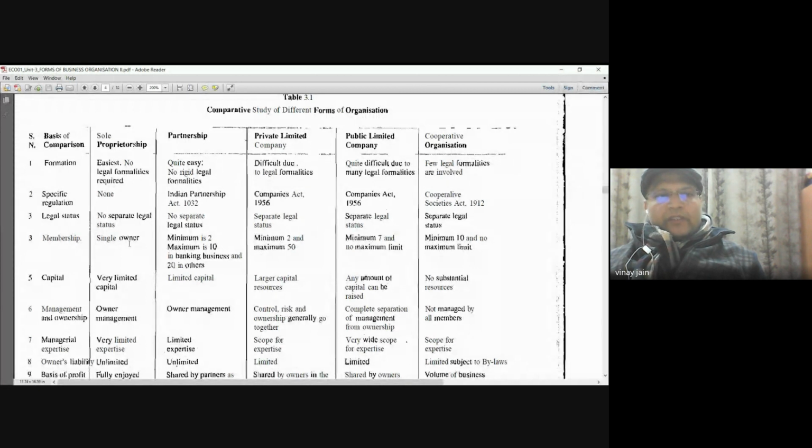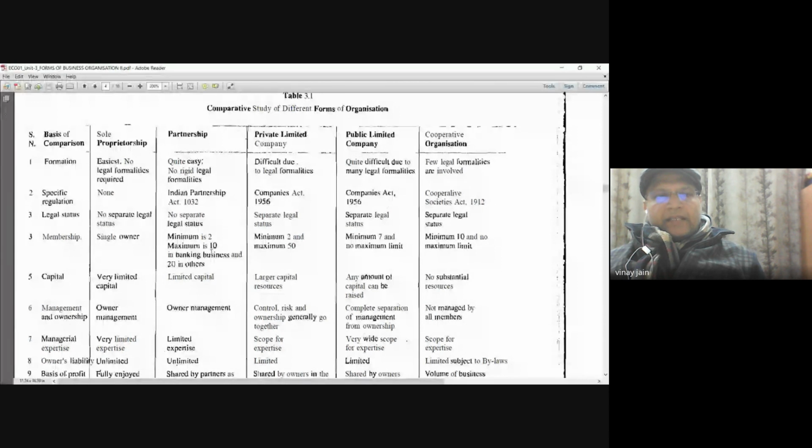Membership: single owner is there in sole proprietorship; in partnership, minimum 2, maximum 10 in banking business, and 20 in others. In private limited company, minimum is 2 and maximum 50. For public limited company, it is minimum 7 and no maximum limit. For cooperative organization, we have minimum 10 and no maximum limit.